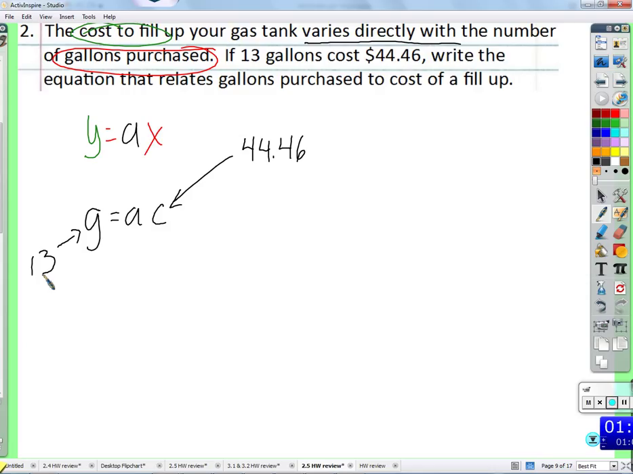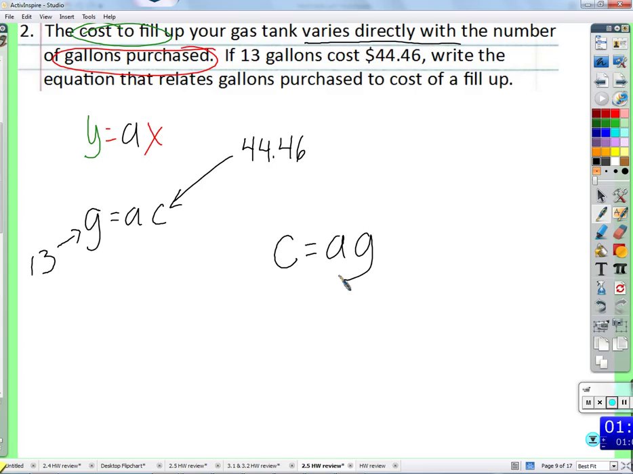Usually I just pump the gas, I get some gallons, and then I figure out how much it's going to cost, right? It's usually that way. But sure, that is true, and it will create an equation that allows you to do whatever you want. It's just that normally we would say that the cost is equal to some constant times g, right? Let's look at them both.